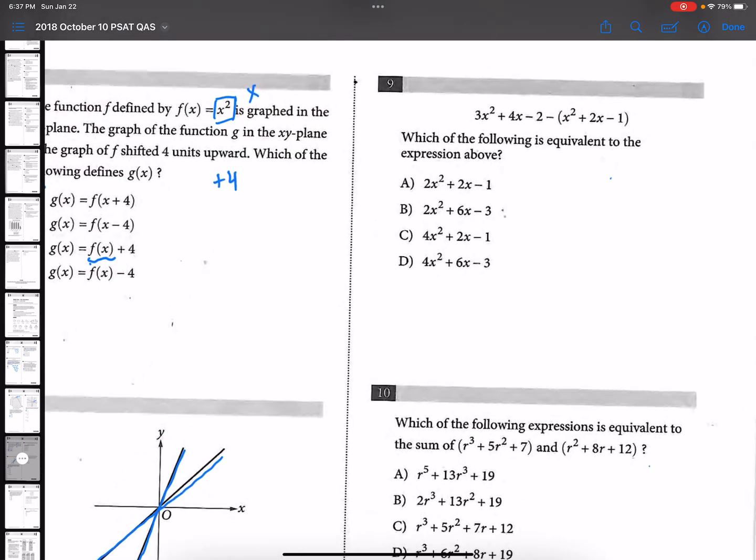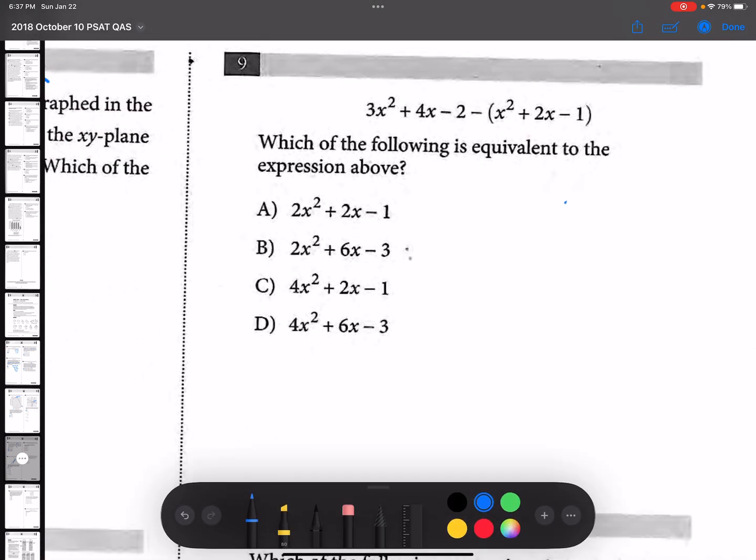Okay, next question. Which of the following is equivalent to the expression above? So 3x squared minus x squared gives us 2x squared. Now 4x minus 2x, because of the negative, is equal to plus 2x. And minus 2 minus negative 1 should give us minus 2 plus 1, which is minus 1. So our answer is A.